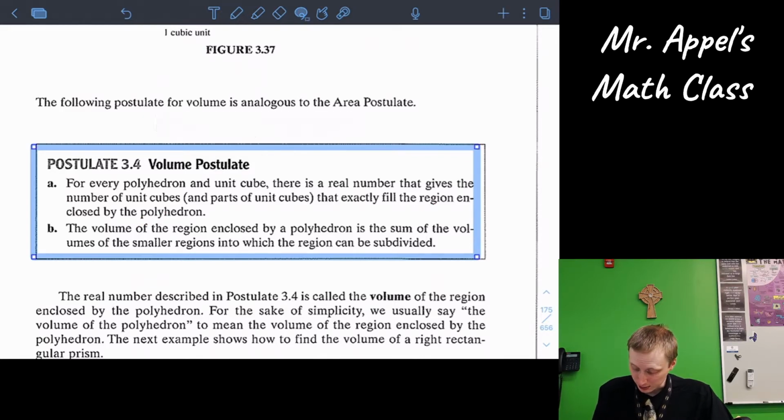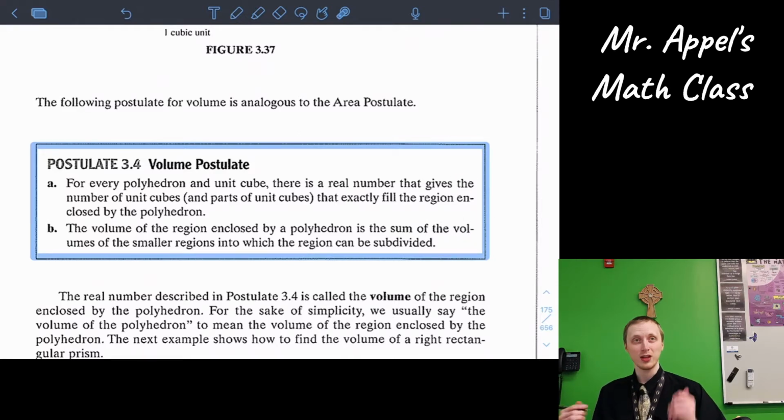The volume of a region enclosed by a polyhedron is the sum of the volumes of the smaller regions into which the region can be subdivided. So again, very similar to what we said with area. Any enclosed space can be counted as the number of unit spaces inside it, as well as the enclosure is the sum of its parts.